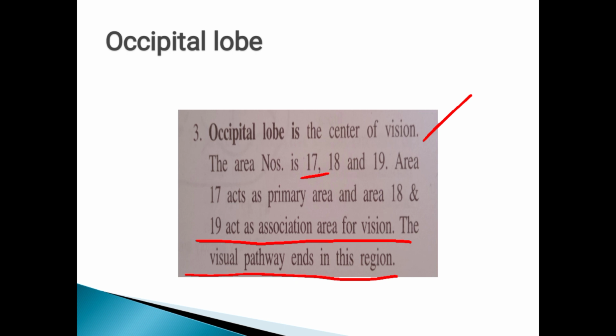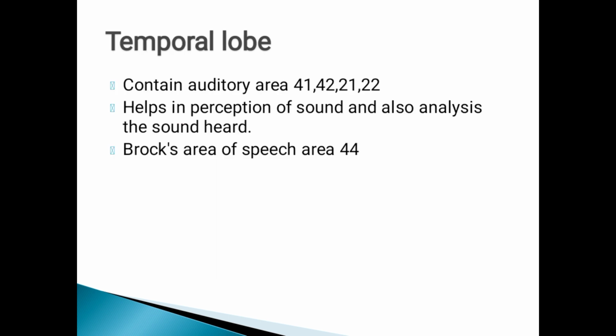Interpretation means what? Where the visual input is coming from, whether it is coming from my slide, what the color of this thing is, the texture. Like this the interpretation takes place. That is done by areas 18 and 19, hence they are called association areas.